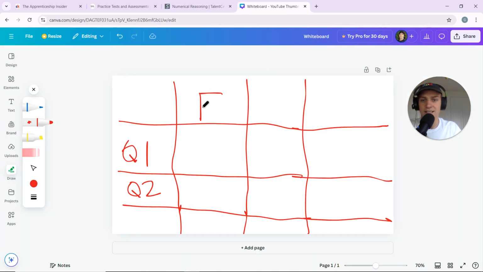For each of these, there's a comparison. There's going to be East things in Q1, East things in Q2, and West things in Q1, West things in Q2. So there are basically 4 different types of information.